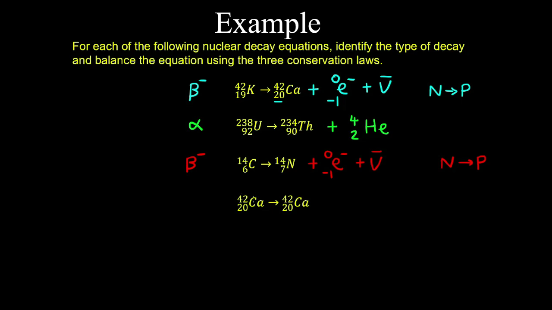And in the next equation, the identity of the calcium nucleus has not changed. So we see the nucleon number and charge are both conserved. So therefore this would be an example of gamma decay.